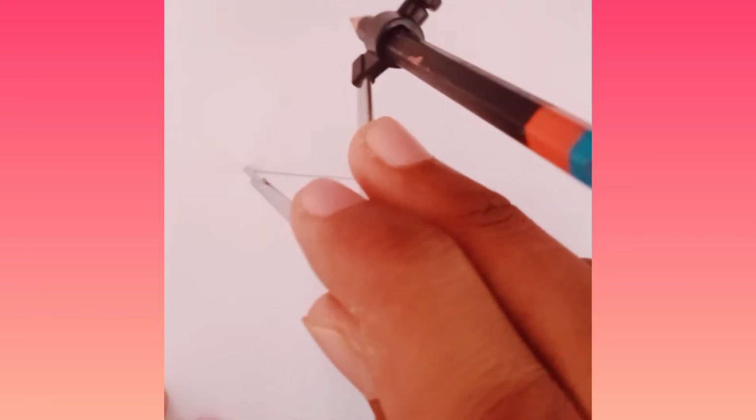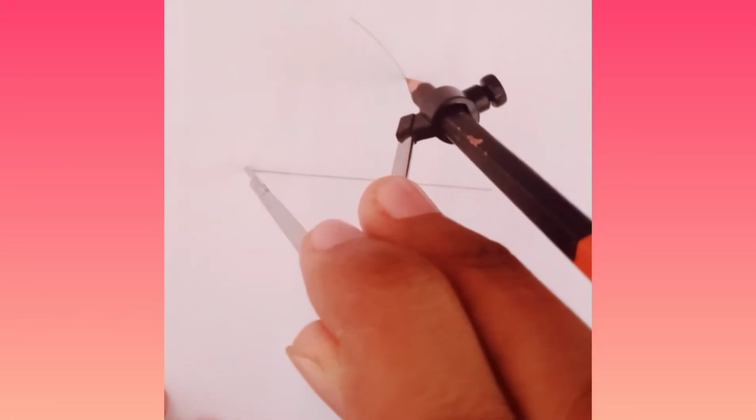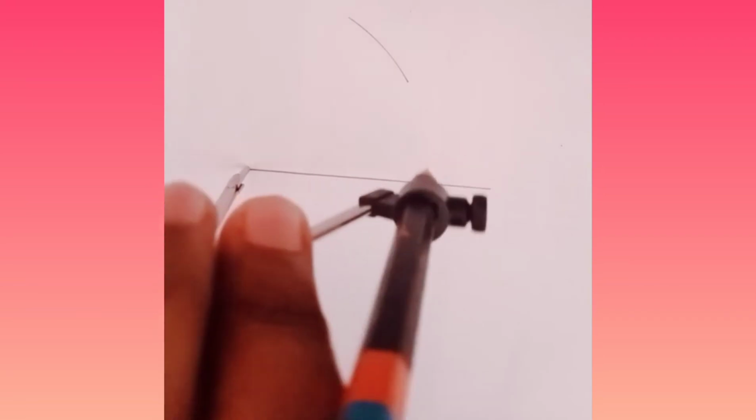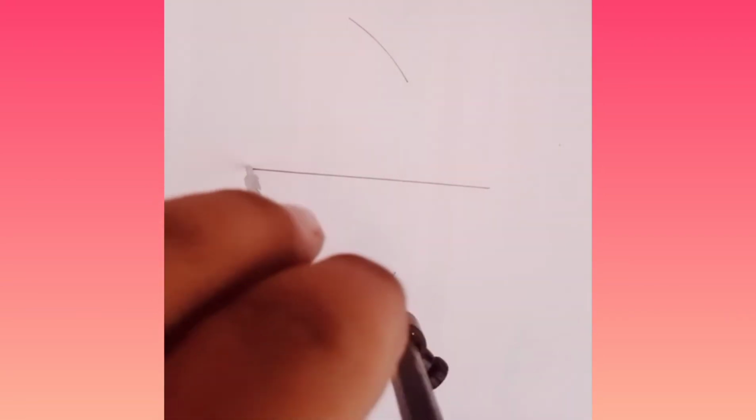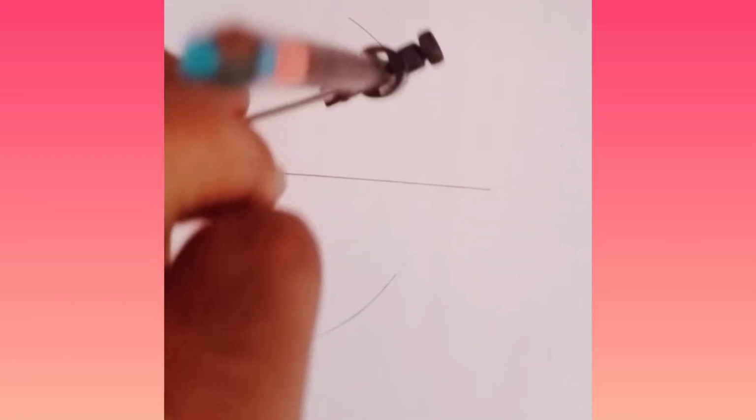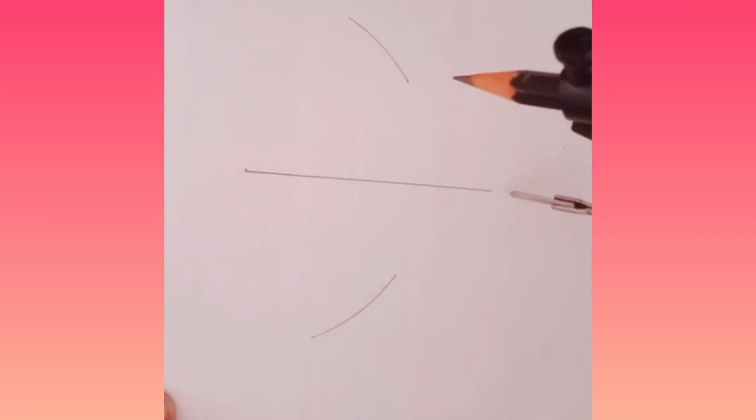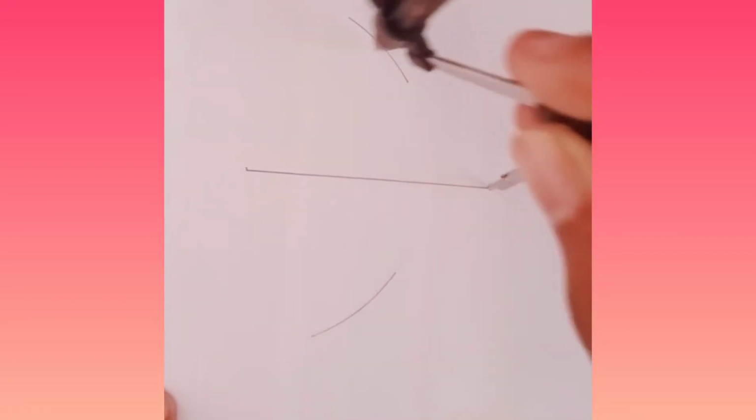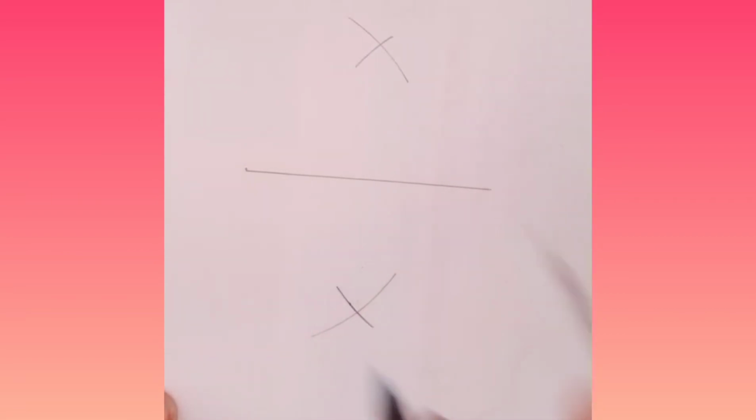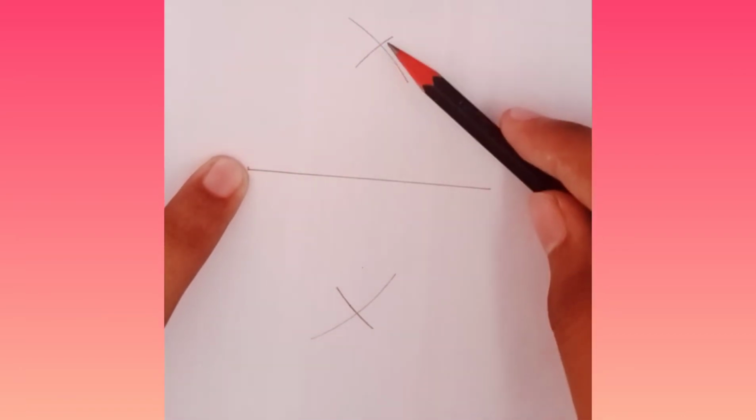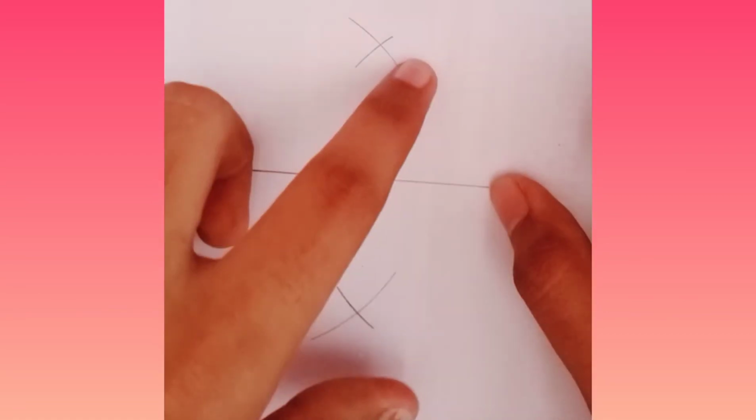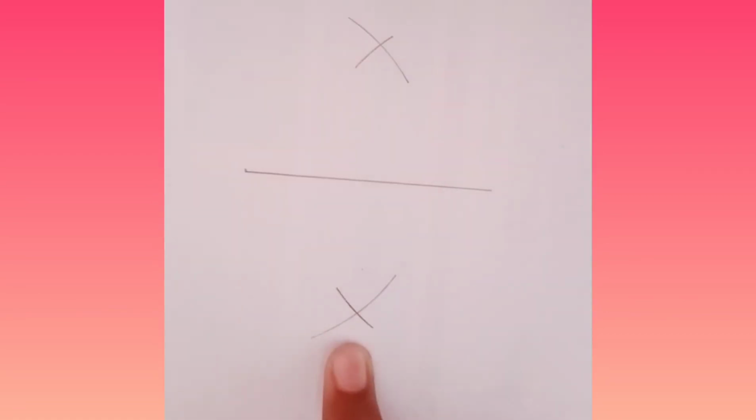Then you cut an arc at the top and again an arc at the bottom from one end with the same measurement. Put the needle here, cut an arc here and cut it here. You can see that both arcs we have cut from the top and from the bottom meet at this point, and down here they meet.